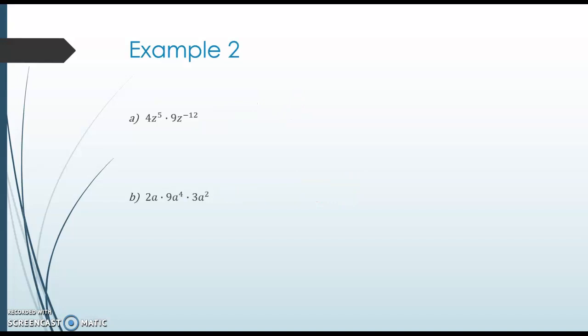Moving on to example 2, we get just a little tad bit more difficult, but really coefficients, as long as they don't have an exponent, we're just going to multiply them together. So we're going to do 4 times 9. Now our z's are our powers here, so we're going to have z to the, and then we're going to do 5 plus negative 12. So 4 times 9 is 36, and then we're going to have z, and then 5 plus a negative 12 is negative 7.